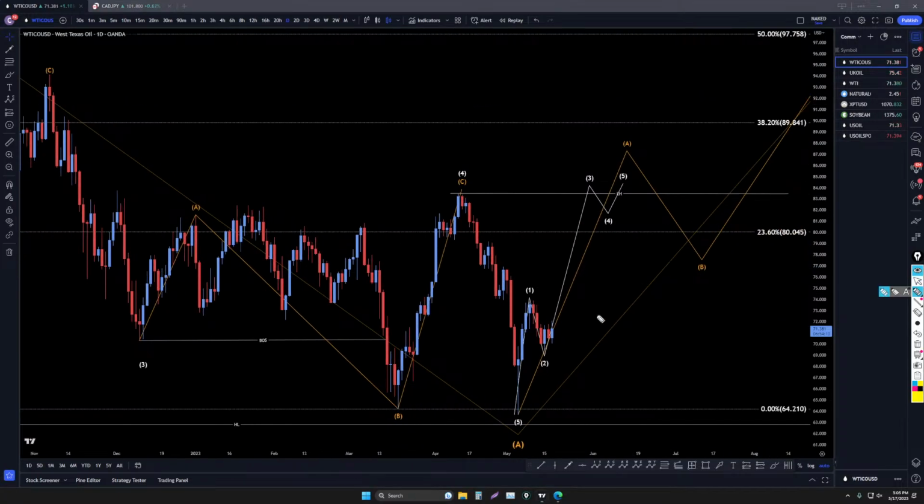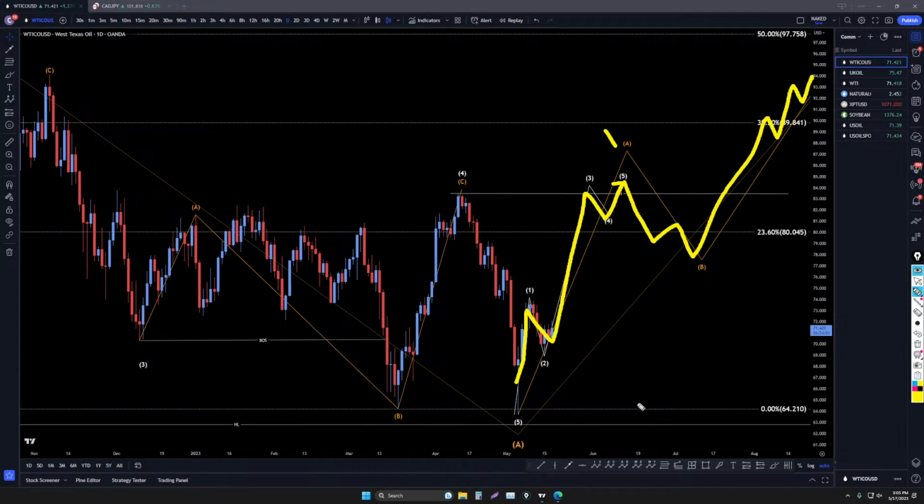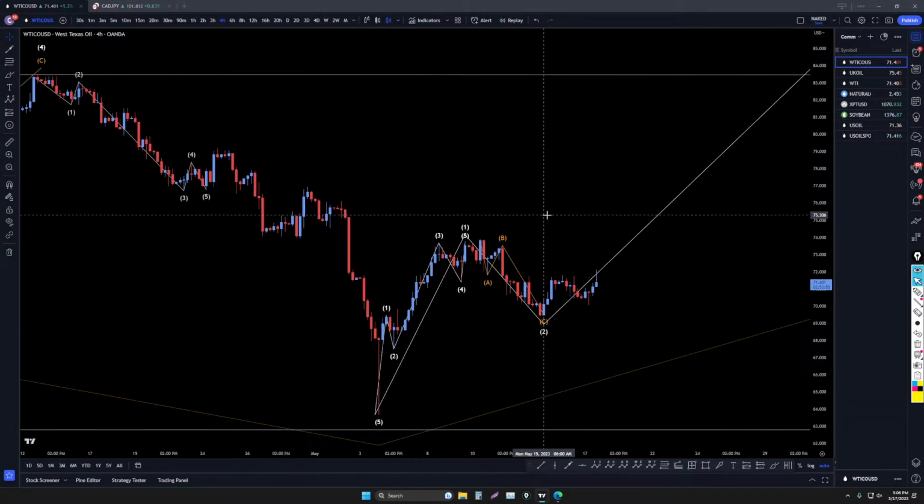I still think that this is in a wave 2, and this is going to be like a 1, 2, 3, 4, 5 of A, and eventually it's going to make a B and then go up and make a C. It still looks like that's the most likely thing to happen with this one. So keep that in mind while we go down.